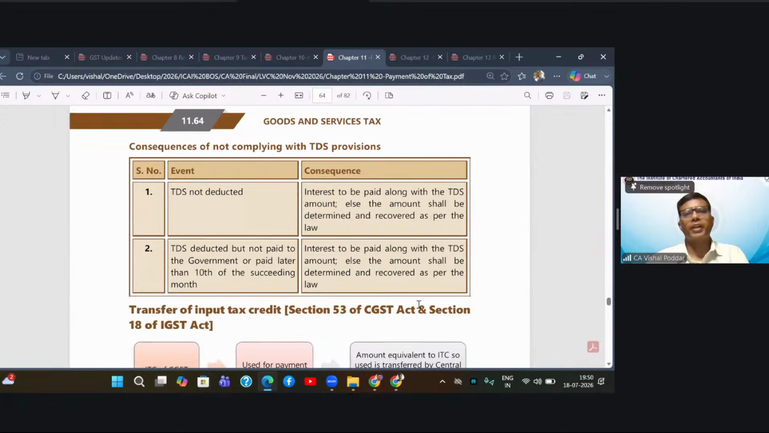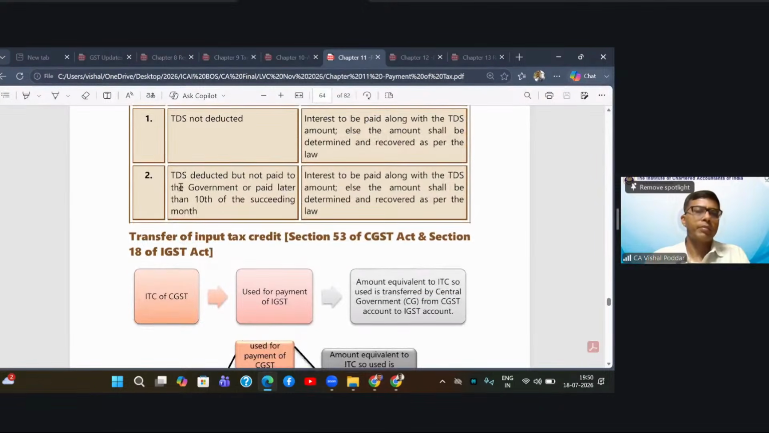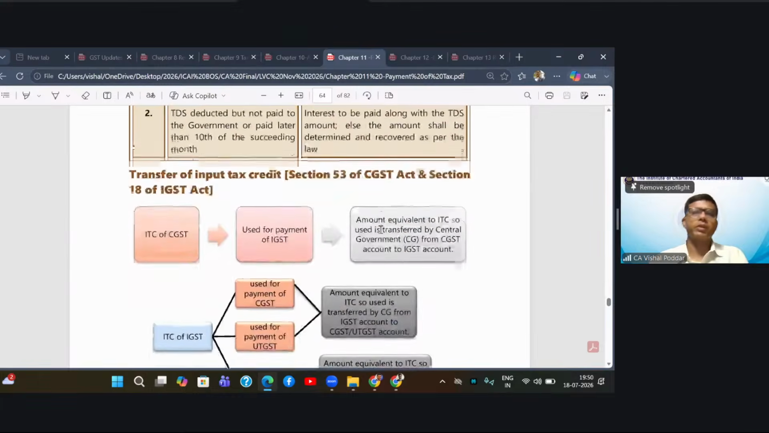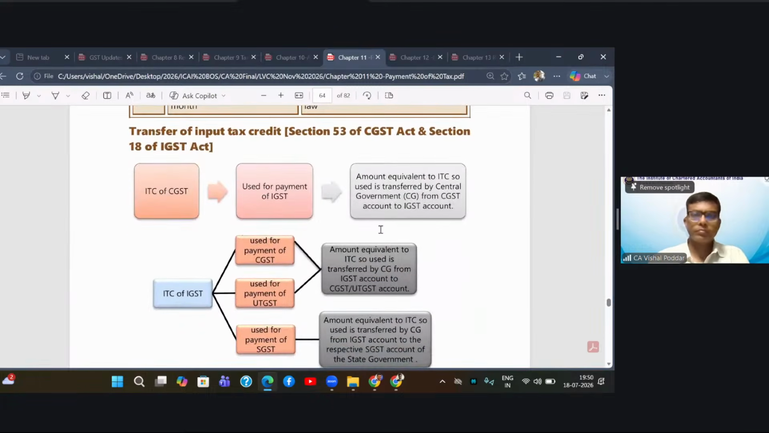And then finally, consequences of not complying with the TDS provision. If TDS is not deducted, then interest has to be paid along with the TDS amount, else the amount will be determined and recovered as per the law. If TDS is deducted but not paid to the government, or paid later than the 10th, again interest has to be paid. So either TDS is not deducted, still interest is applicable, or TDS is deducted but not deposited by the 10th of next month, interest is applicable.